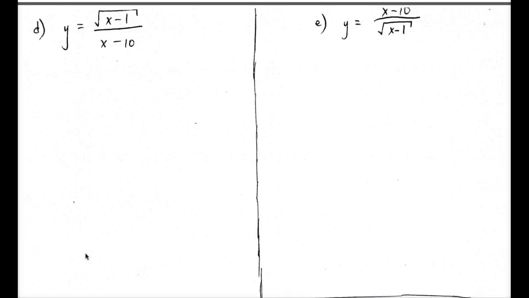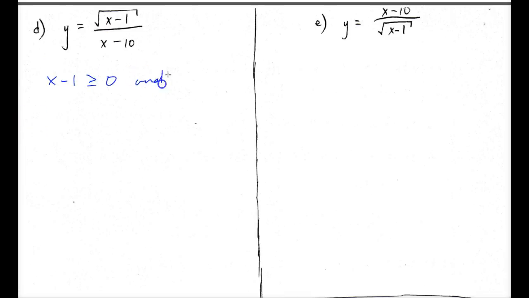So examples D and E are a little different than what we've seen before because now we have to consider both of the things that we're looking at as far as the things that we want to make sure that we don't violate. So for example D, if you notice here, we have square root of x minus 1 in the numerator. So that lets us know that our radicand here, which is x minus 1, has to be greater than or equal to 0.